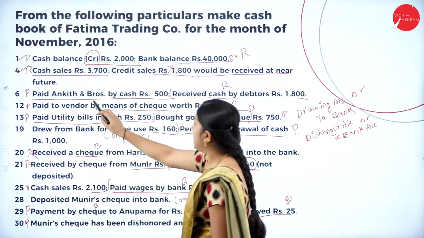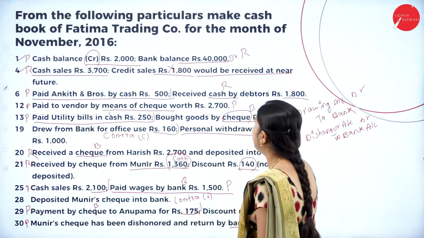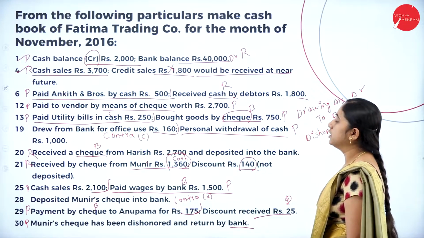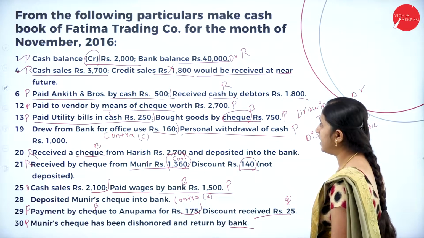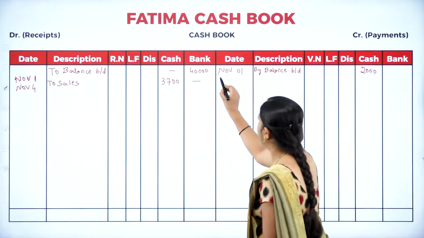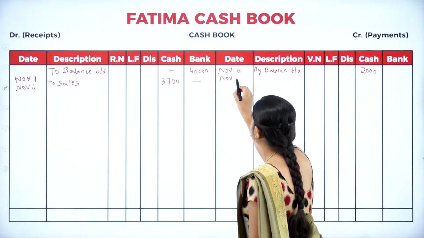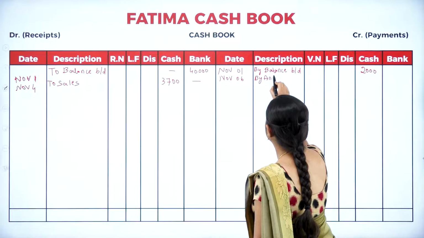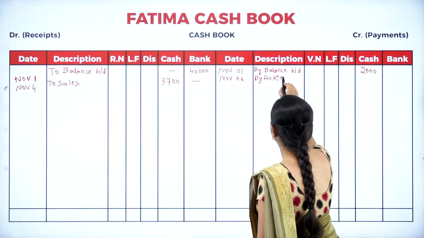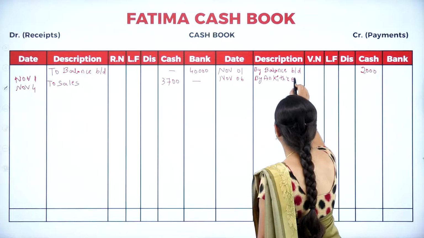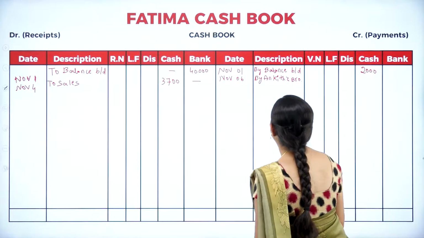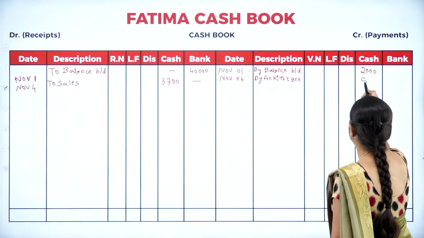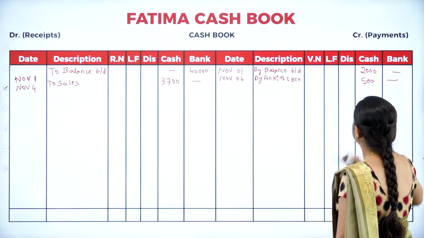Next, paid Ankit and brothers by cash rupees 500. Payment side, by Ankit and brothers in cash column amount rupees 500. November 6th, by Ankit and brothers, amount rupees 500 in cash column.